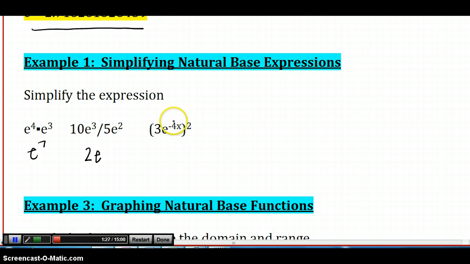Here, you have a power to a power, so you need to multiply exponents, but this whole thing is squared. So you also need to do 3 squared, because you have to square each term, and then your e, you're going to multiply your exponents, so 4x times 2, because when you have a power to a power, you multiply. So this would be 9e to the negative 8x, and that would be your answer.